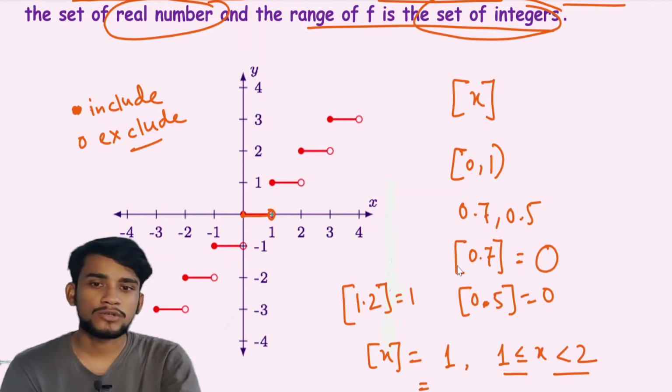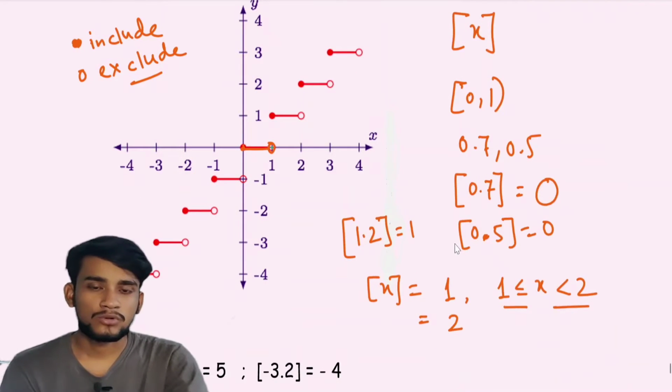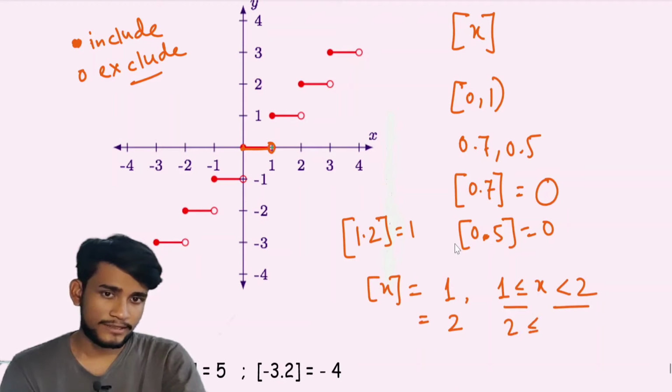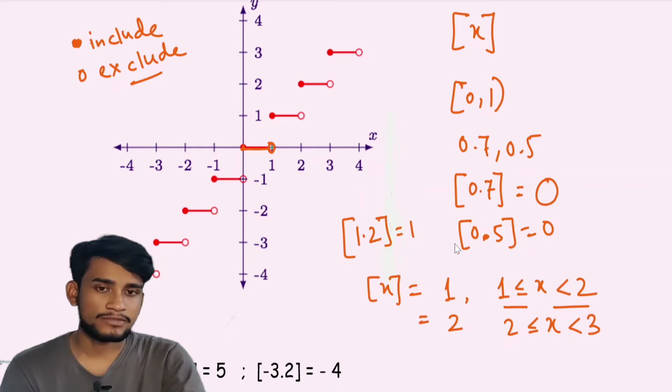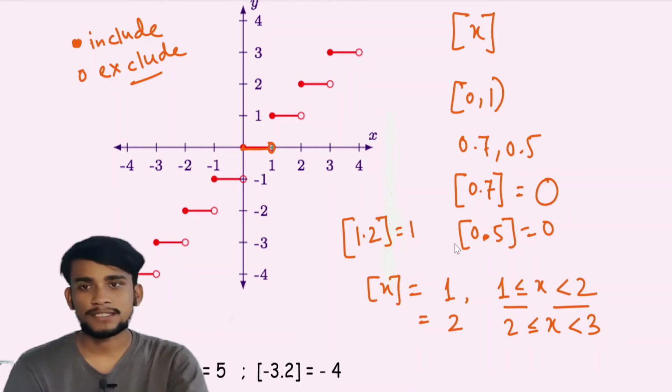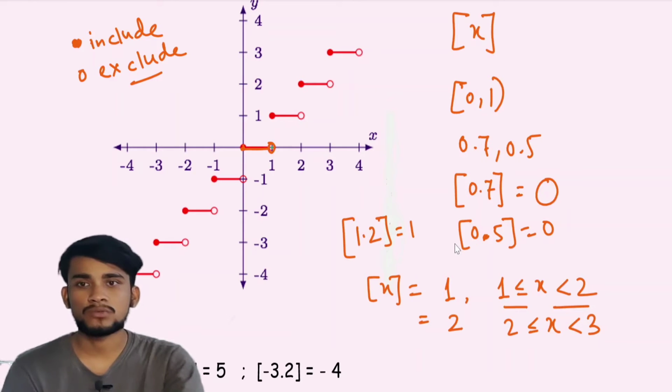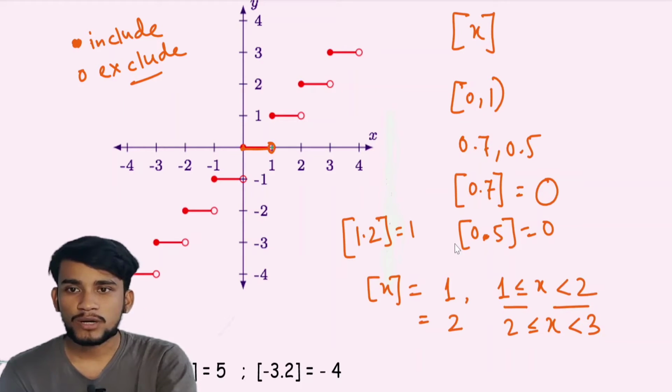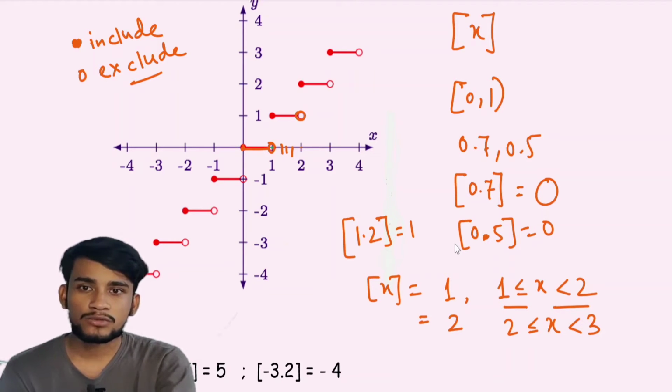Box x is equal to 2 when x belongs to 2 less than or equal to x less than 3. So up to 3, but it doesn't touch 3. The value of the function is equal to 2. So this is the value. Then from 1 to 2, the function doesn't touch 2, and in 2 to 3 the point at 2 is included and at 3 it is excluded. It doesn't touch 3.